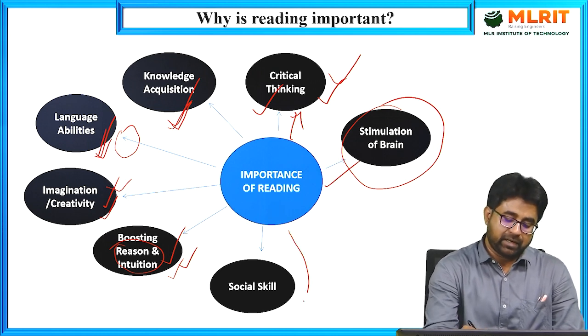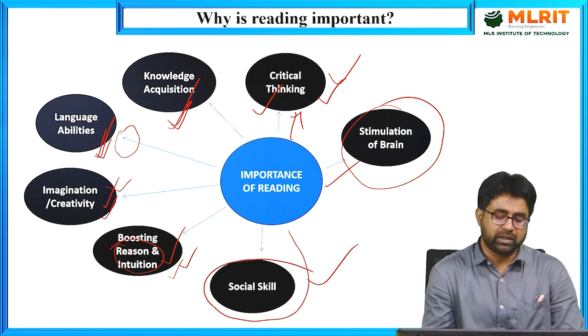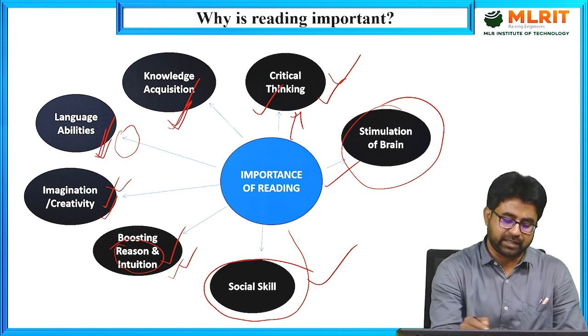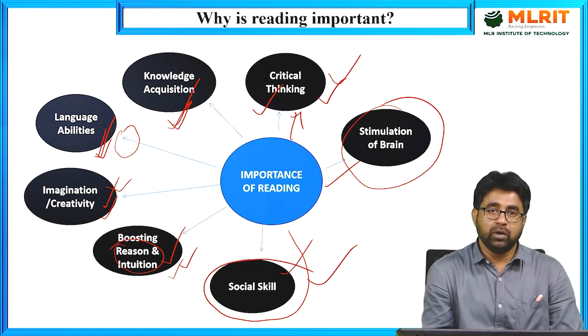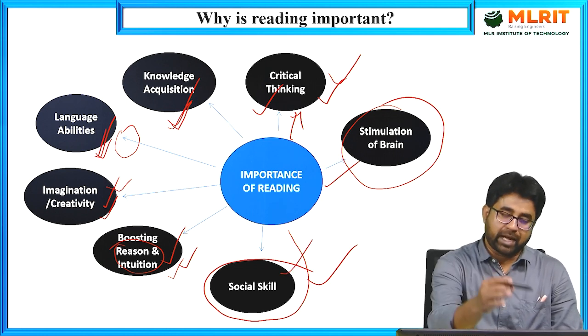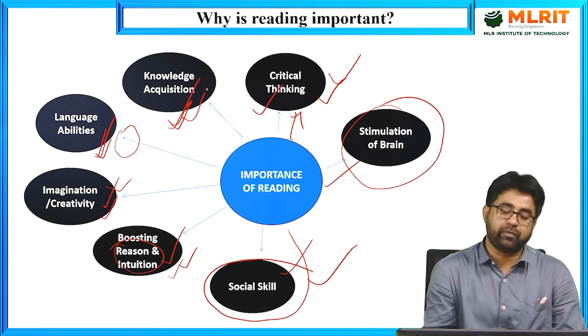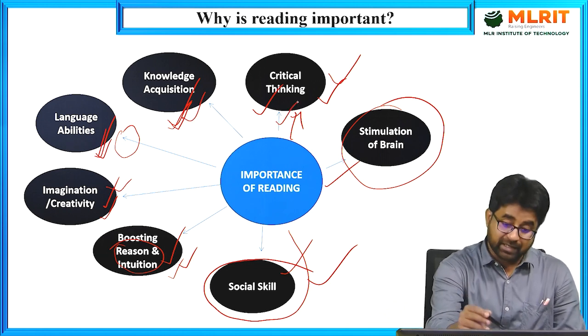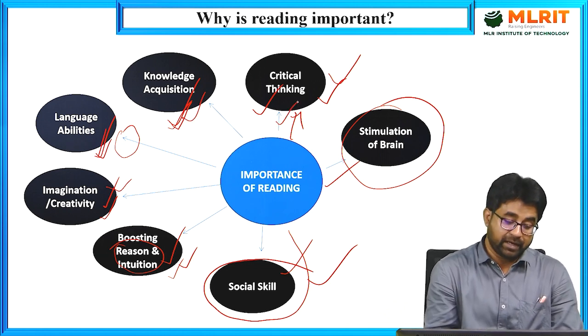And then ultimately, social skills. Now this is a very broad thing, it includes, you can say, all these things. In order to develop social skills, we need to have knowledge, right? For that, reading is required. We need to have critical thinking skills. For that also, reading is required.